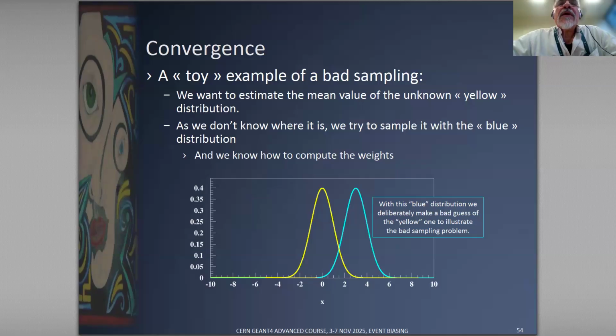So you see that in this case we have a very bad sampling, because this yellow distribution has a sigma of 1 and is centered on 0, and the blue one also has a sigma of 1 but is centered on 3. It means that all the negative part of the yellow distribution is more than 3 sigmas away from the mean value of the blue one, which is an ill-formed problem. But let's see how it goes. We sample, that is, we shoot random numbers using the blue one, and we calculate the weight. We know how to calculate the weight.